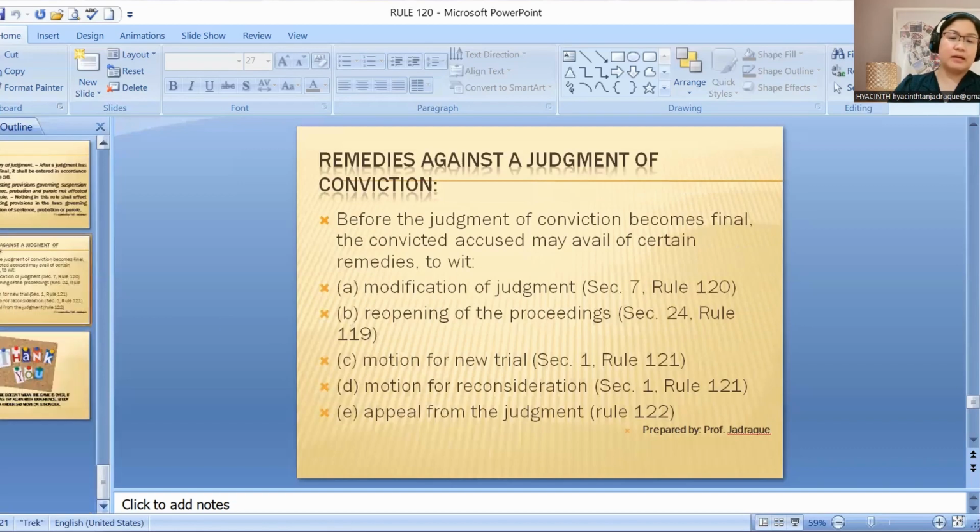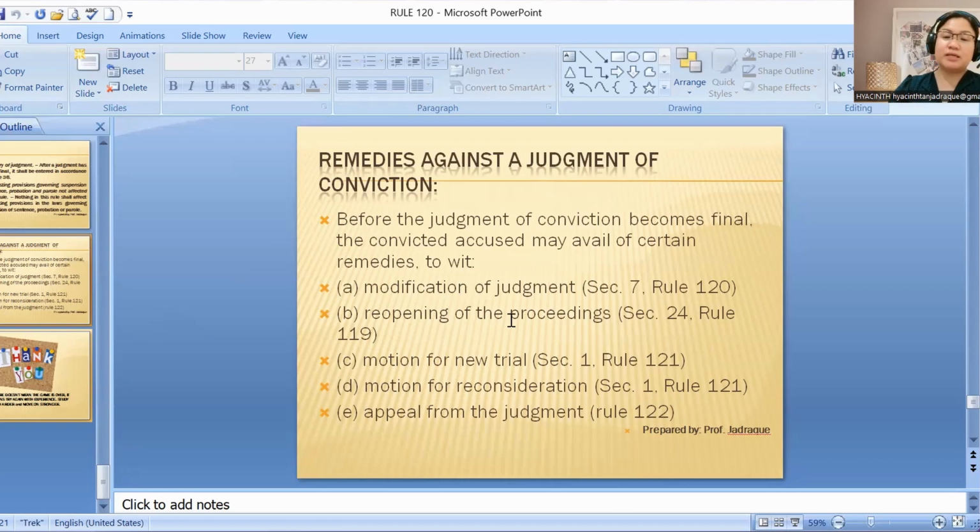So the last screen actually enumerates what are the possible remedies that you can avail of after you had a judgment of conviction. Before the judgment of conviction becomes final, the convicted accused may avail of certain remedies as follows. Modification of judgment in Rule 20. So we're done with this. So you do that prior to the finality of judgment.